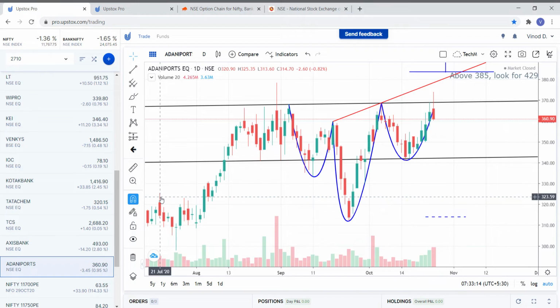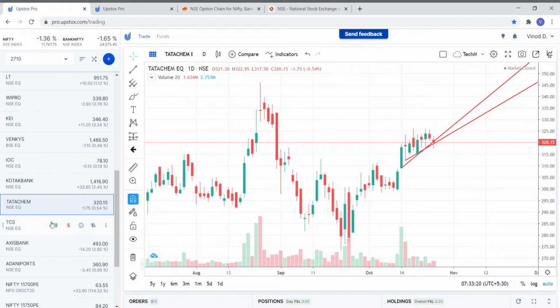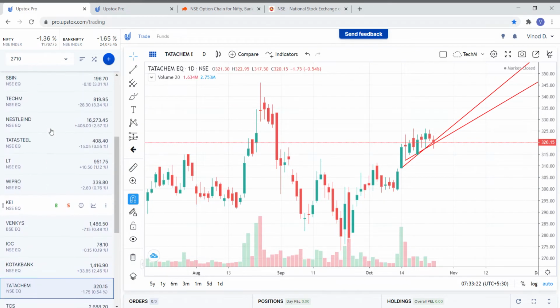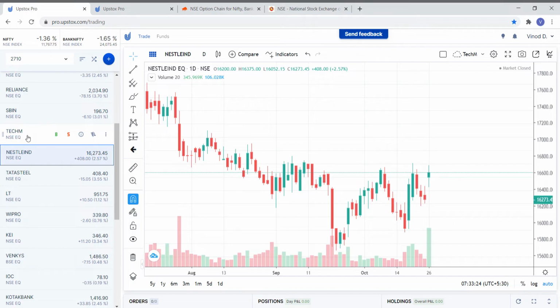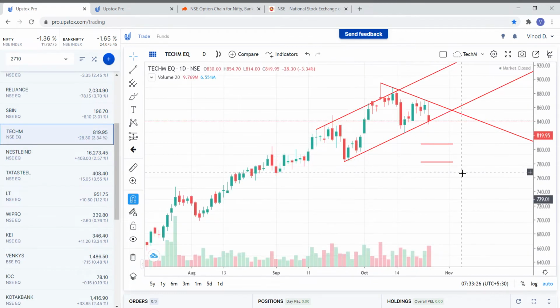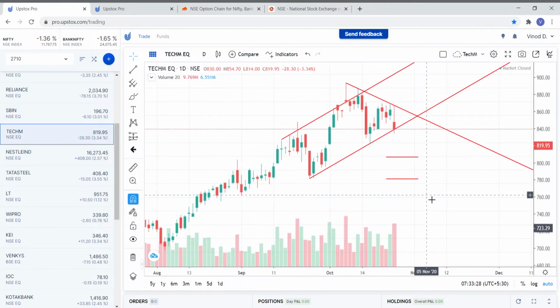Okay, let me check the other stock that I have. Yeah, I have Tech Mahindra, Nestle. I believe that the results have been recently declared for this, and after that, it has been in a falling trend, or kind of a profit booking state as on date.